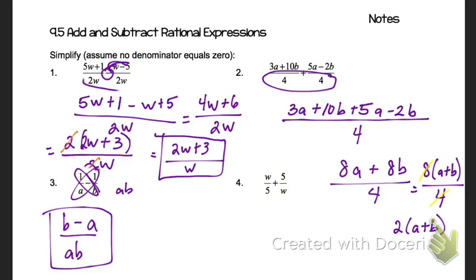Okay, so try number 4. Same kind of rule. So the denominator would need to be 5w. Think about cross multiplying. Because this needs to get multiplied by w over w. And then this needs to get multiplied by 5 over 5. So I kind of just think about cross multiplying them.